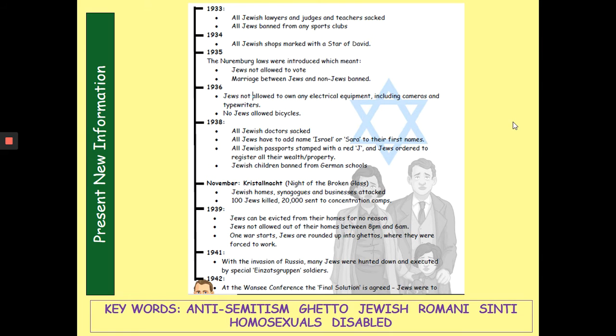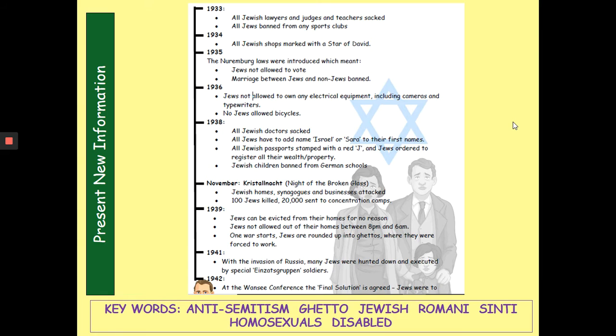In November of the same year, Kristallnacht, the Night of Broken Glass, happens. Now, because Jewish shops are all marked with a Star of David, the emblem of their religion, it's now very, very easy for German people to begin rioting and attack only Jewish shops. The Jewish homes, synagogues, which is the Jewish temple, and businesses are all attacked and wrecked. 100 Jewish people are killed, 20,000 of them are sent to concentration camps. Now, concentration camps we'll learn a little bit more about later on in the lesson, but it's essentially a big camp where Jewish people are kept in horrid conditions. Many people die while waiting there.